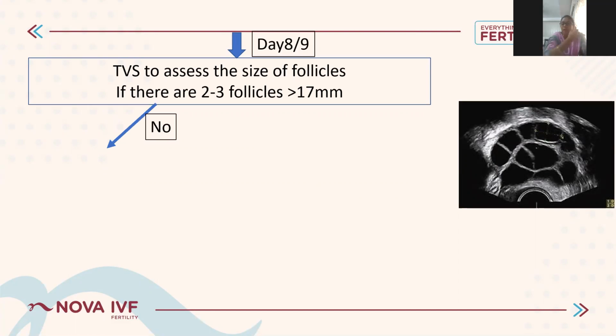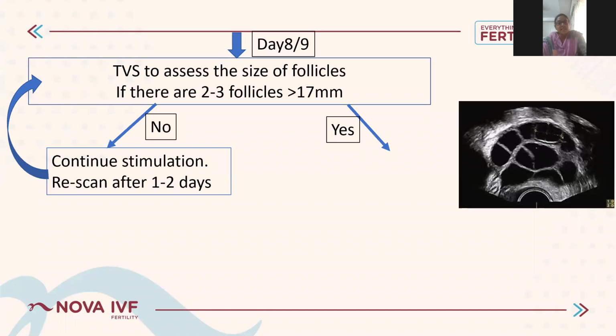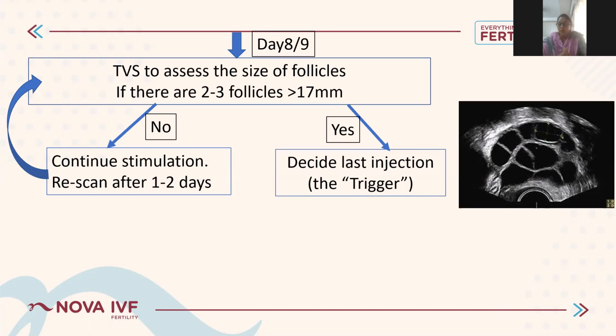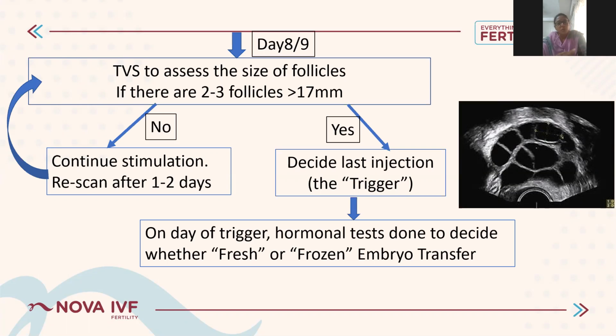So after day 6, once the antagonist is added to your protocol, the patient has to come again on day 8 or day 9, that is after 3 to 4 days. Usually we see that most of the eggs mature by 8 or 9 days. That is, at least 2 to 3 follicles are around 17 mm. If we see that 2 to 3 follicles are more than 17 mm and the rest of the follicles are more than 15 mm, then we decide to give the trigger.